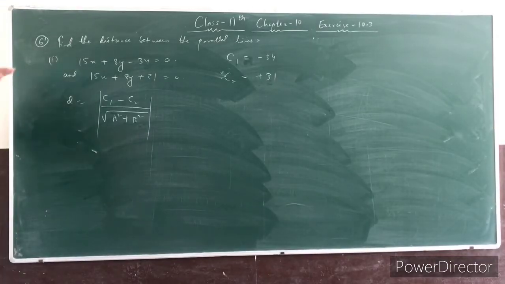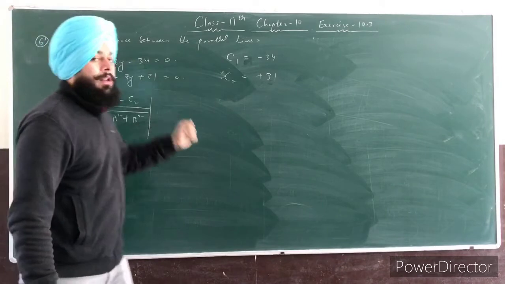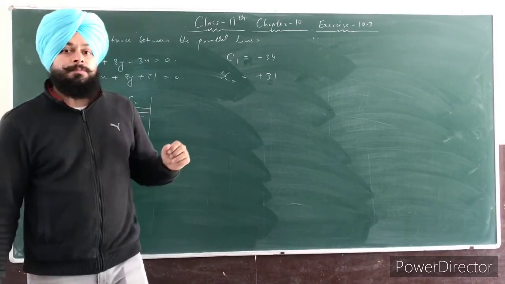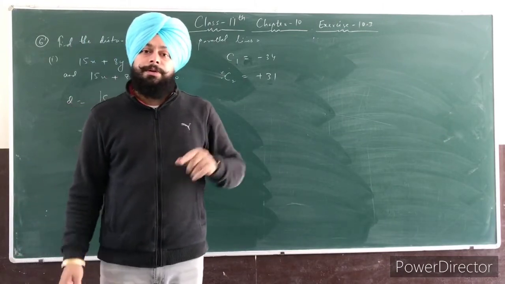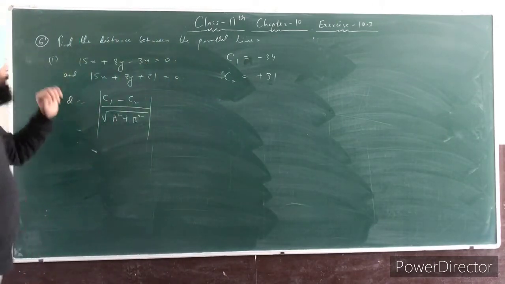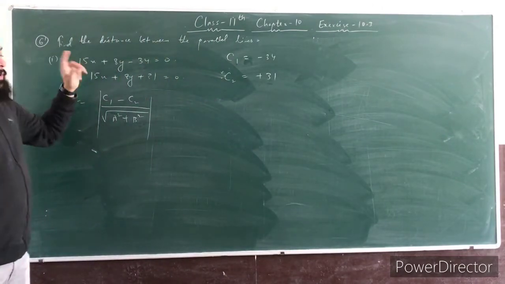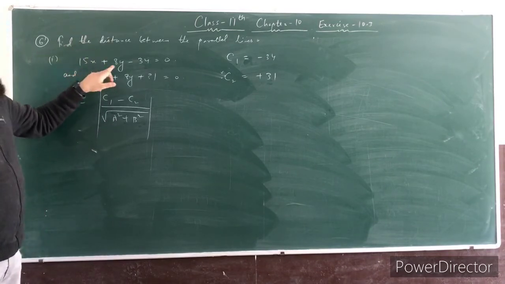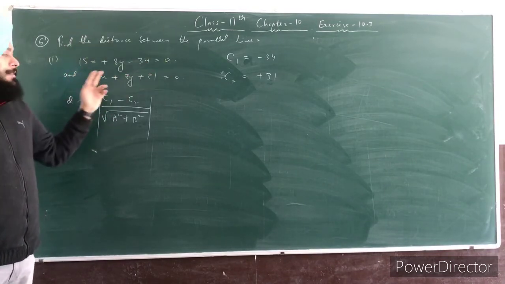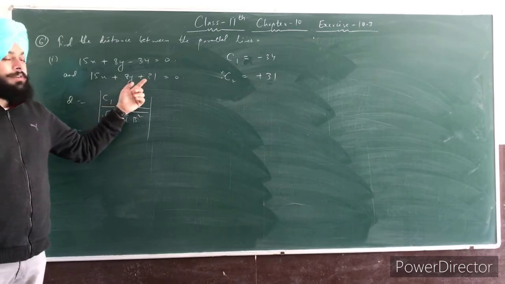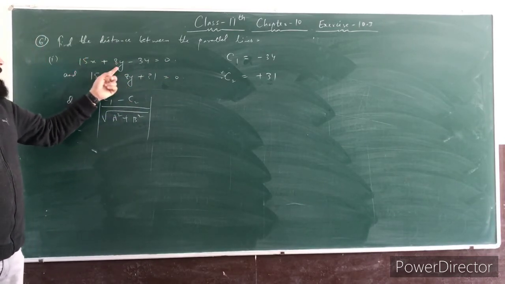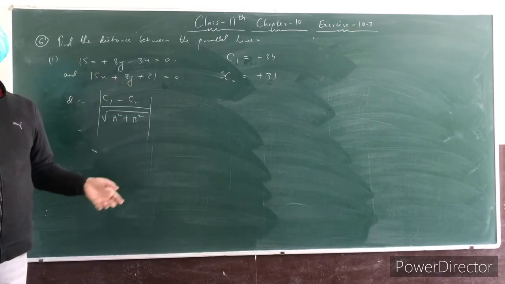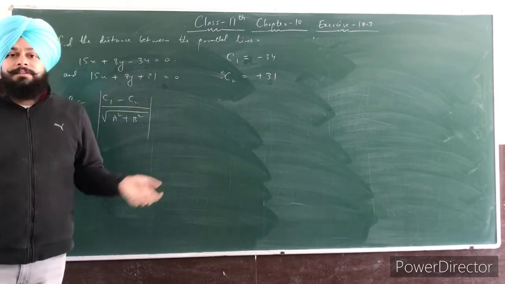This is your question number 6. Find the distance between the parallel lines. The formula for the distance between parallel lines is |C1 - C2| / √(A² + B²). There are two equations of lines given: 15x + 8y - 34 = 0 and the second equation is 15x + 8y + 31 = 0. You can see in both of these equations A and B are the same and C is different, which means these are parallel lines.